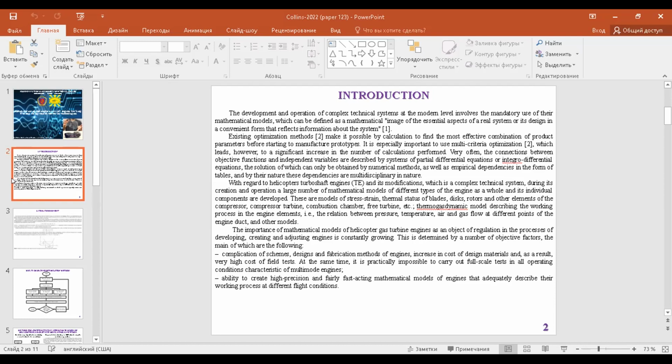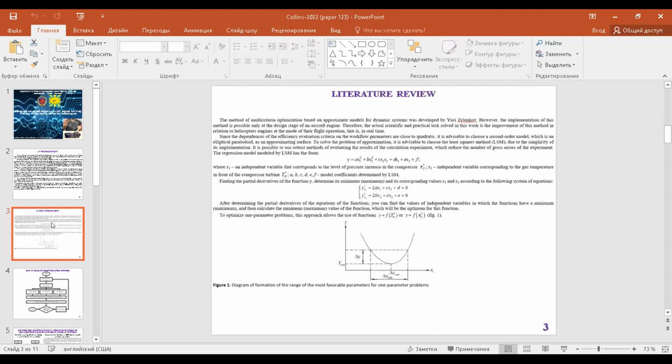With regard to the helicopter turboshaft engine and its modifications, which is a complex technical system, during its creation and operation a large number of mathematical models of different types of the engine as a whole and its individual components are developed. Calculations based on the finite element method, FEM, used in modern practice, require a significant amount of computer time. The method of multicriteria optimization based on an approximate model for dynamic systems was developed by Yurii Zelenkov. However, the implementation of this method is possible only at the design stage of an aircraft engine.